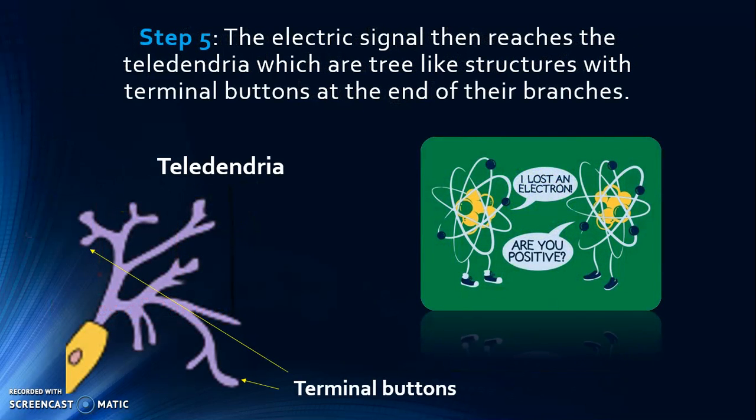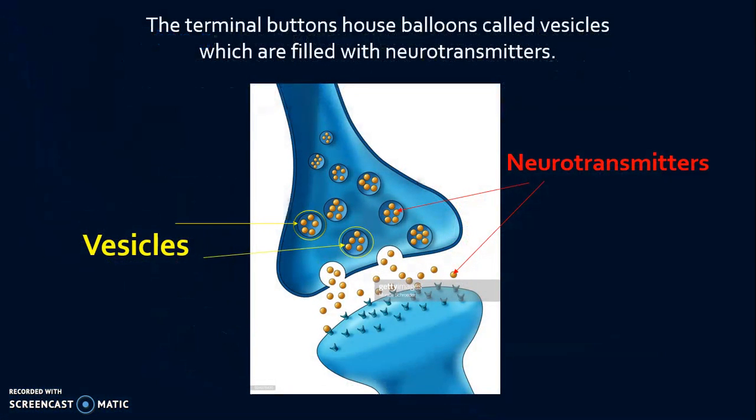Step 5. The electrical signal then reaches the telodendria, which are tree-like structures with terminal buttons at the end of their branches. Here, you have the structure as a whole, which is the telodendria found at the end of the axon, and on the ends of the telodendria, you have the terminal buttons. The terminal buttons house balloons called vesicles, which are filled with neurotransmitters. Here you can see the vesicles and the small neurotransmitters within.